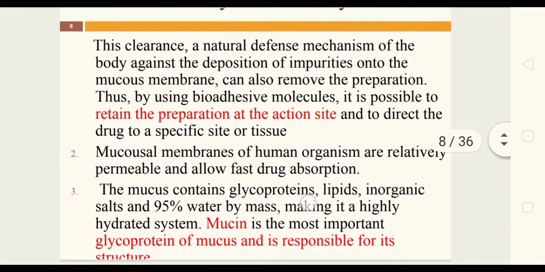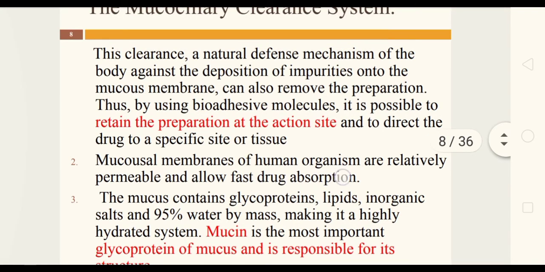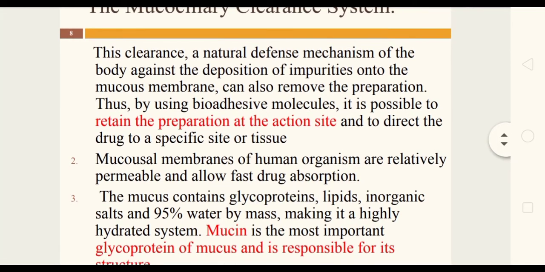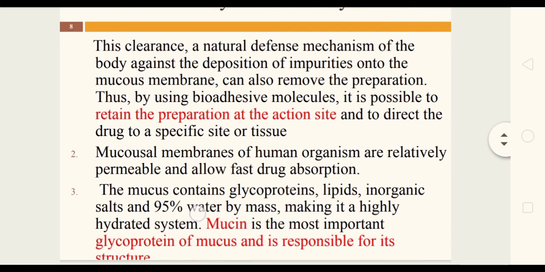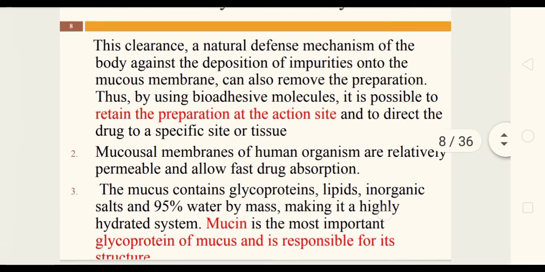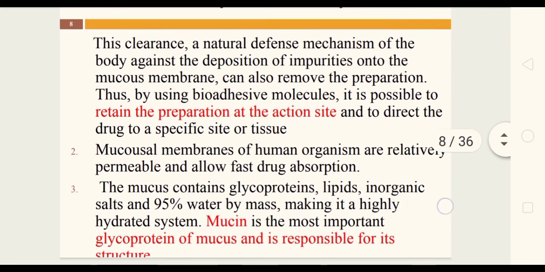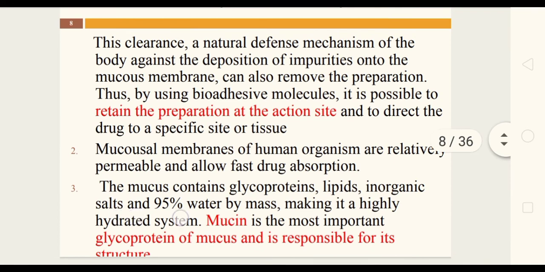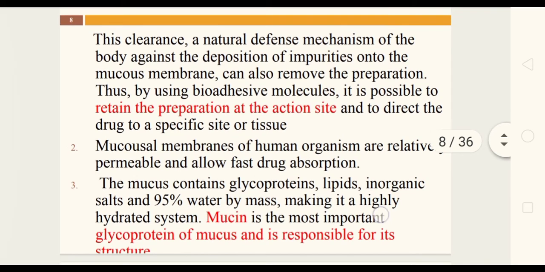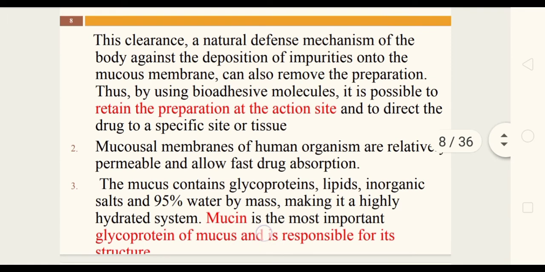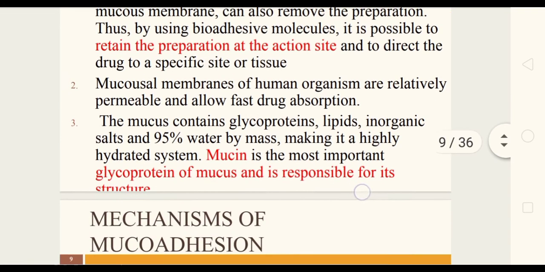Basically, the mucosal membranes of the human organism are relatively permeable. That means they allow movement, that is fast drug absorption takes place, and the mucus contains glycoproteins, lipids, and inorganic salts, 95% of which is water by mass, making it a highly hydrated system. Therefore, mucin is the most important glycoprotein of mucus, which is responsible for its structure.